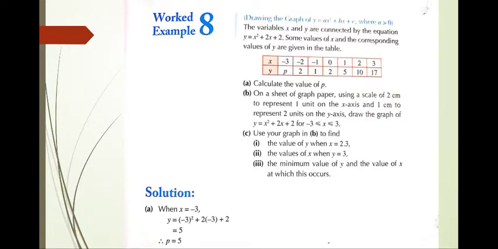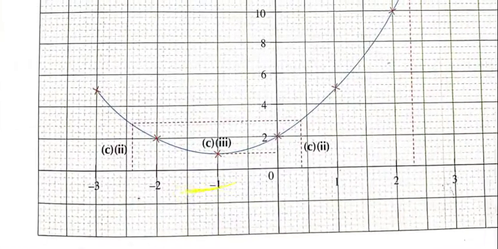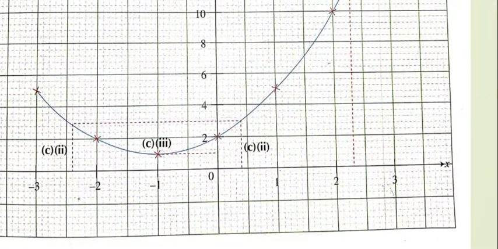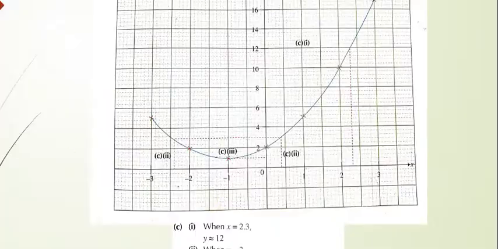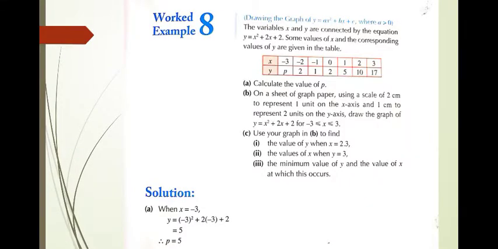Now, as for the x-axis, the scale of 2 centimeters represents 1 unit. So for the x-axis, they are actually more generous here. They allow 2 centimeters, 2 boxes for 1 unit.